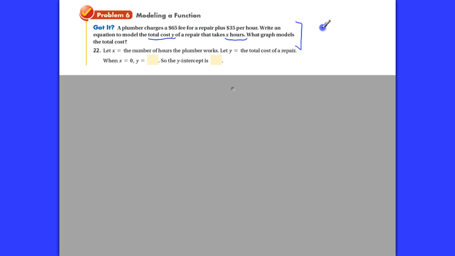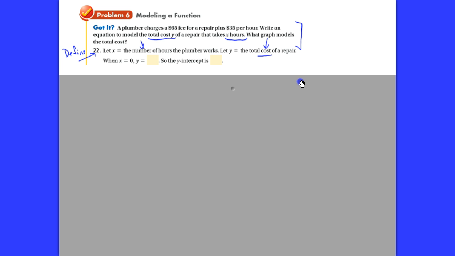Number 22 says they're going to walk you through the question here. Now this is called defining your variable, and this is important for you to get in the habit of as we move on to some more difficult applications here. You need to tell me what x represents. x is the number of hours that the plumber works. y is the total cost. Now this particular question, they gave it to you. It might not always do that. You're going to have to sometimes figure that out.